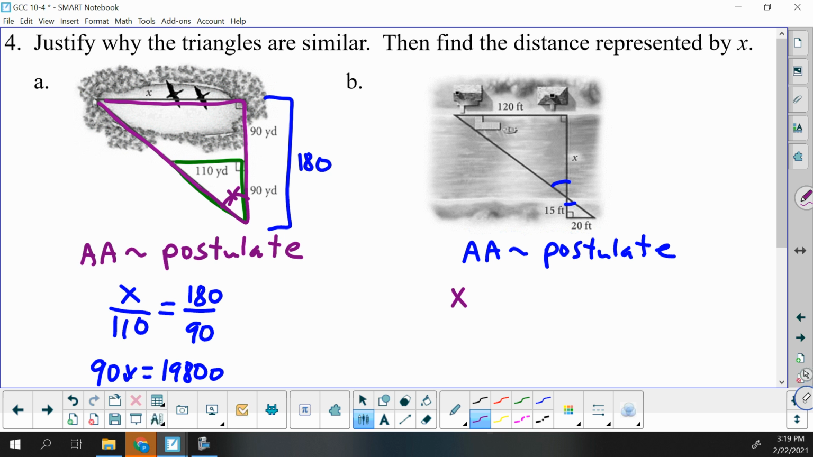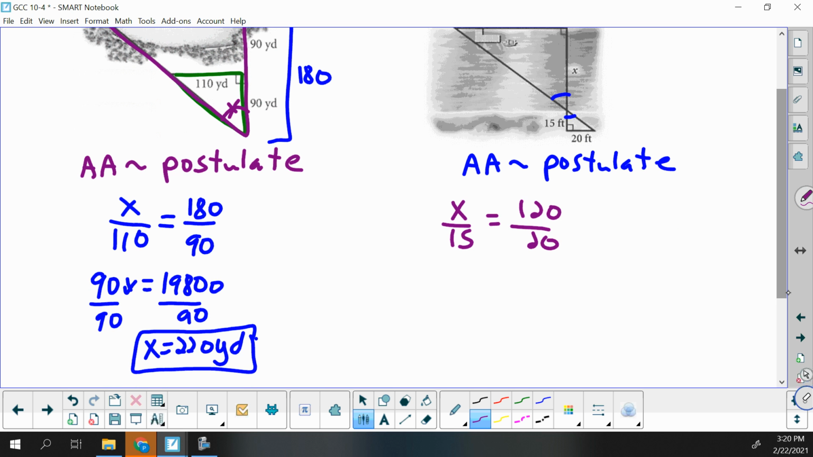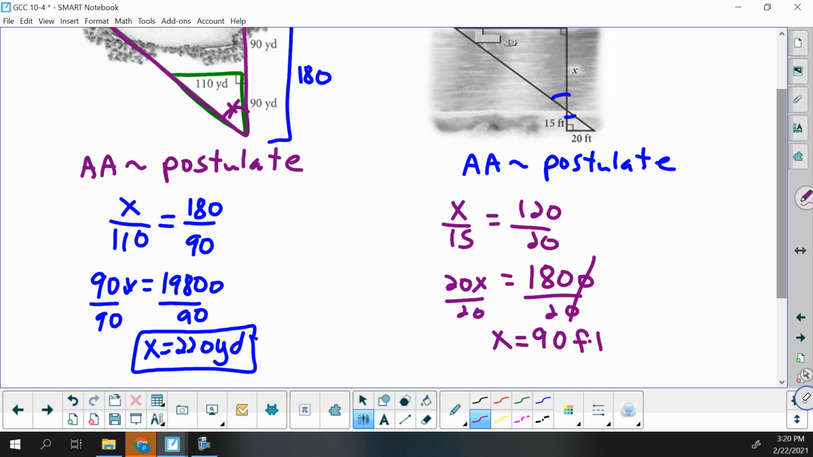The x will match with the 15, and the 120 will match with the 20. You could reduce that if you wanted, the 120 over 20, or just cross multiply right away. You get 20x equals 1800. And we divide by 20. One way to do this in your head is basically reduce it by a factor of 10. So you'll have 180 over 2, and 180 divided by 2 is just 90, and we've got feet.